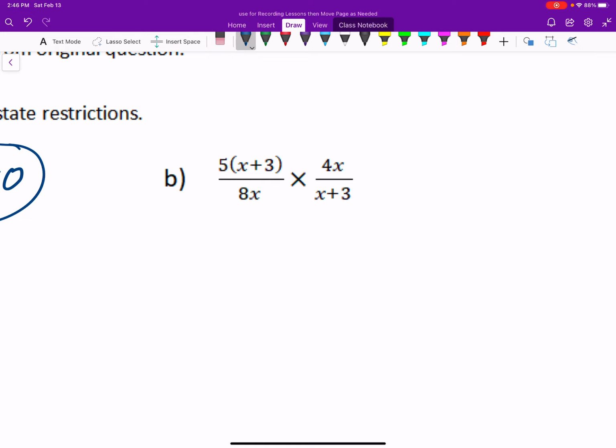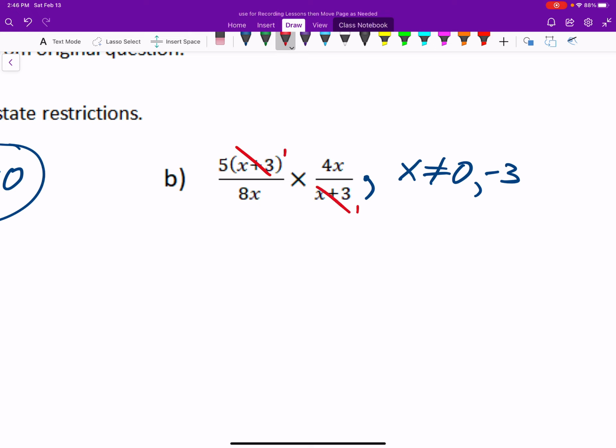Again, let's start with the restrictions. On the bottom here, if x equals 0, then I'm going to have division by 0. So x can't equal 0. For this one here, if x equals -3, we're going to have division by 0. So those would be my only restrictions I have to worry about. When I look to reduce, now that it's factored, this x plus 3 can cancel with this x plus 3.